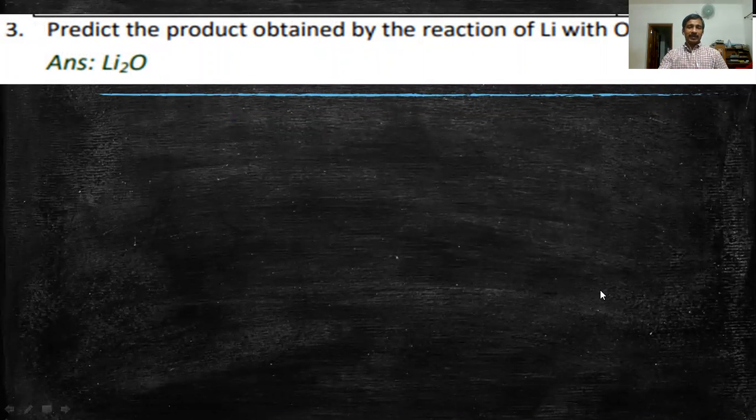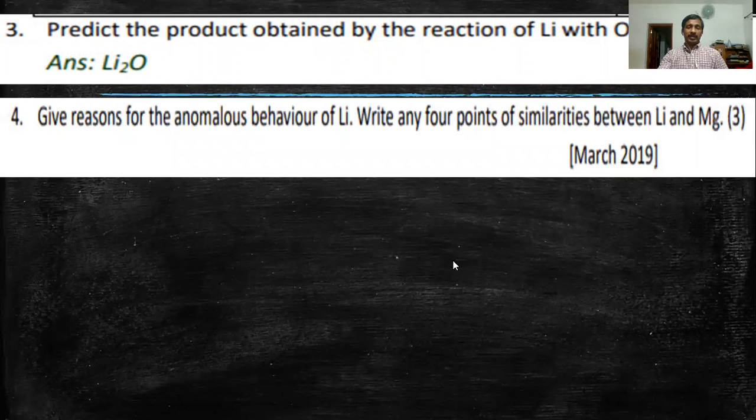Question number 3. Predict the product obtained by the reaction of lithium with O2. Valency of lithium is 1, oxygen is 2. Interchange the valencies: Li2O, lithium oxide. Fourth question. Give reasons for the anomalous behavior of lithium. This is a repetition of a question; we mentioned it.